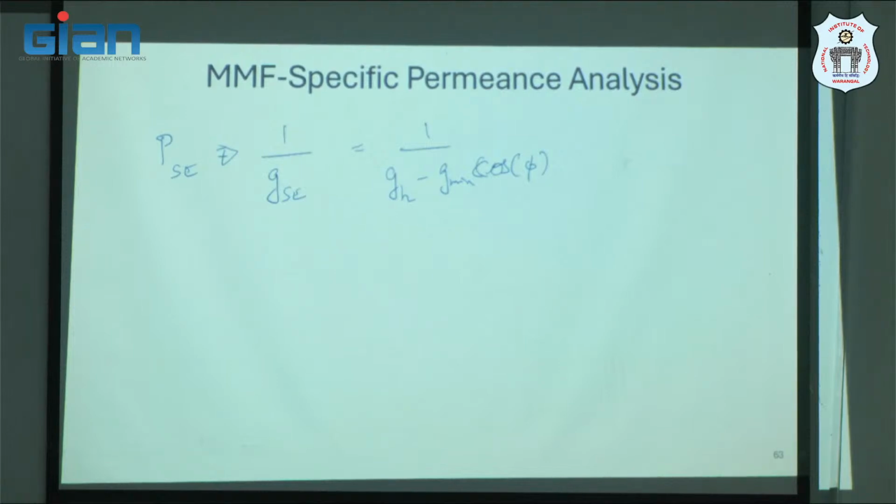Let us look at this from a practical perspective. Rather than writing like this, I am going to divide the denominator by GH completely, the healthy air gap. So I am going to say that this function is the same as 1 over 1 minus G min over GH times cos phi. Do you all agree?